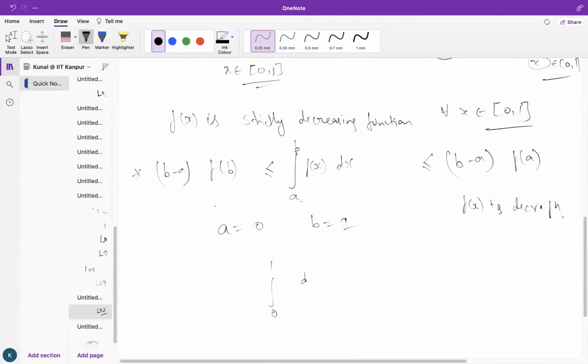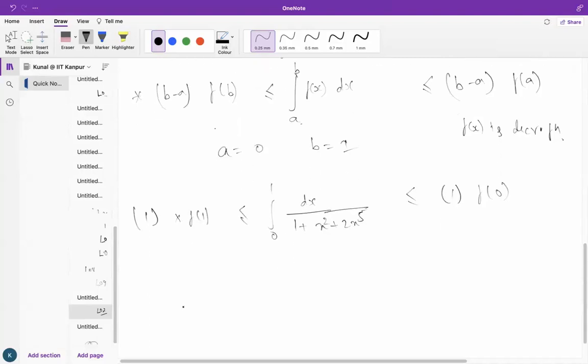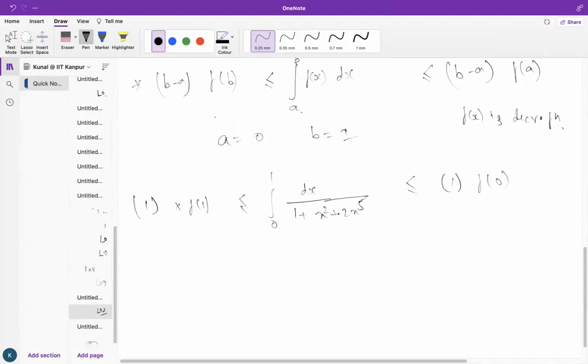So our f(x) will be the integral of dx by 1 plus x square plus 2x to the power 5, and its values vary from b minus a, which will be 1, and f of a, like f of 0, when we substitute. There will be b minus a is 1, and when we substitute, x is equal to 1, sorry.